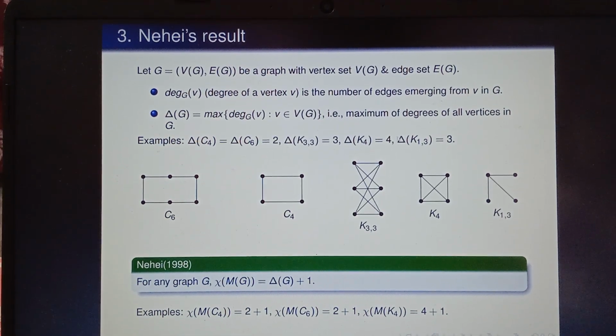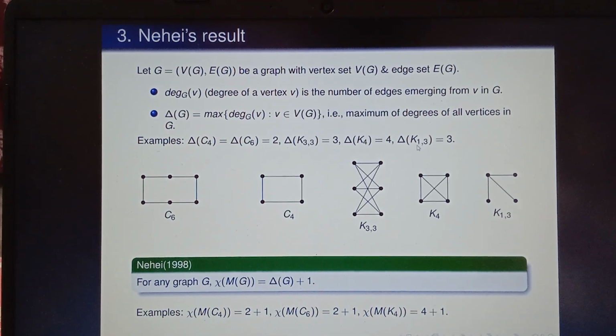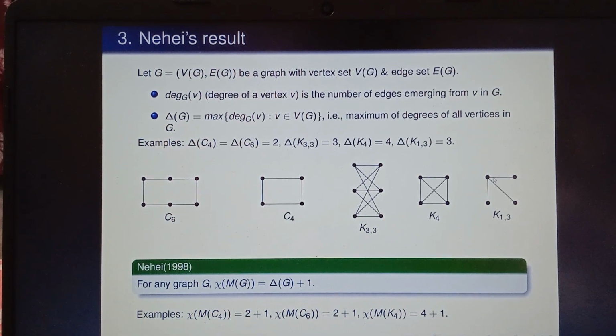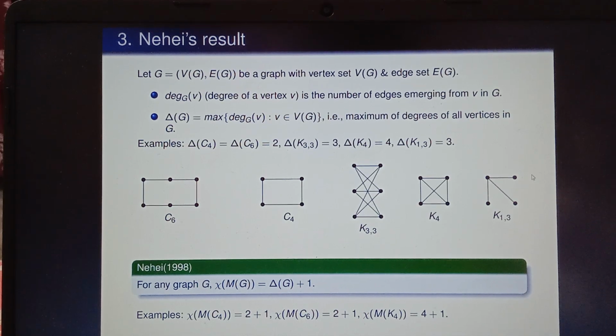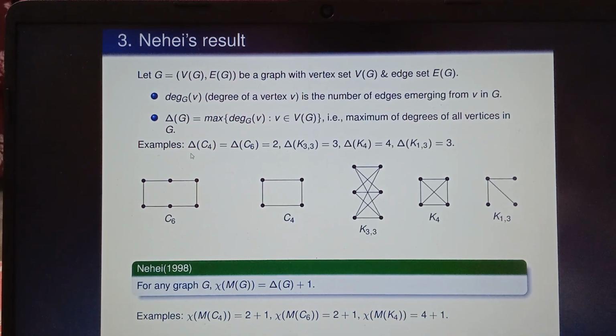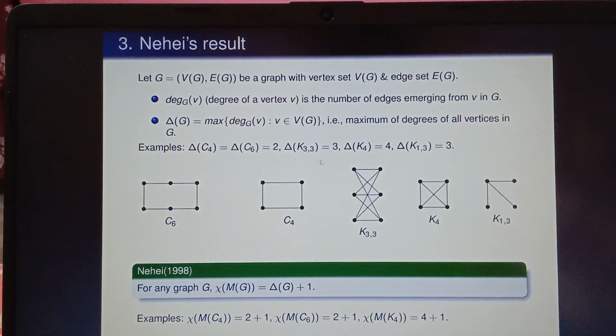For example, we can see that delta of K13 is 3. Because K13 is a graph which has one vertex of degree 3 and 3 vertices of degree 1. So the maximum degree of the graph, that is delta of K13, is 3. Moreover, you can see that the delta of C4 and delta of C6 are both 2, delta of K4 is 4, delta of K33 equals 3.